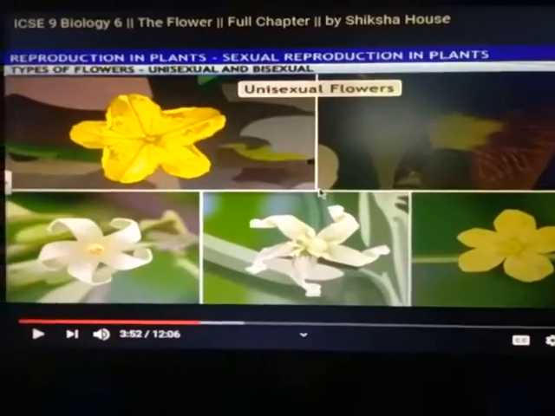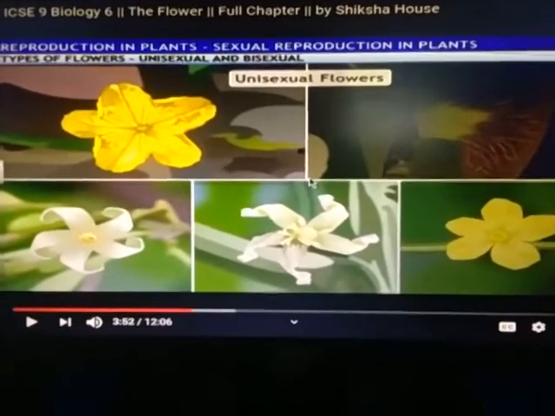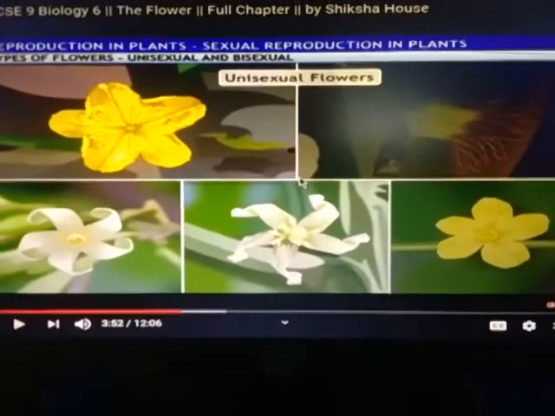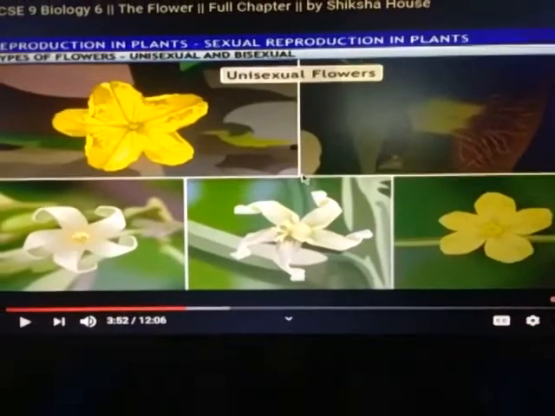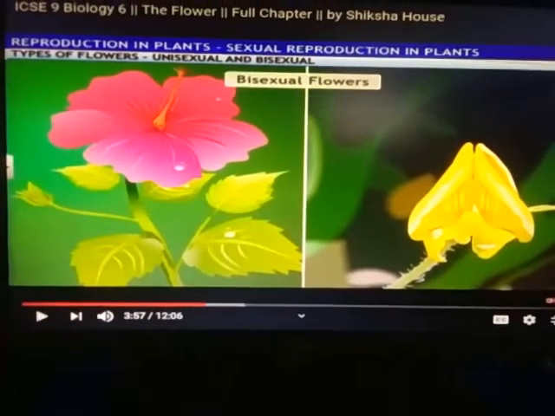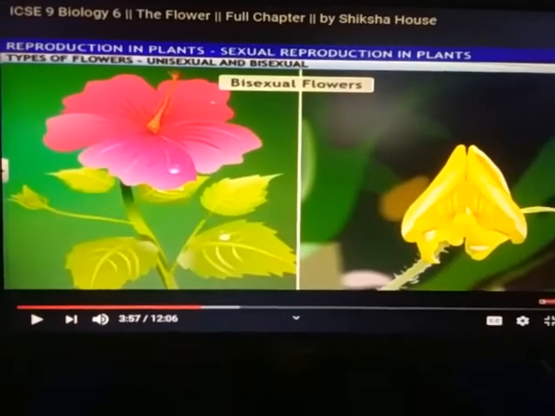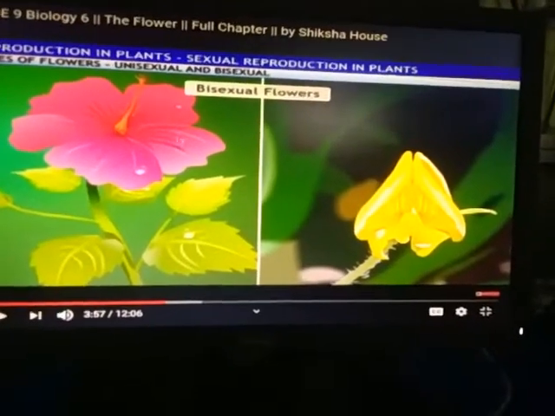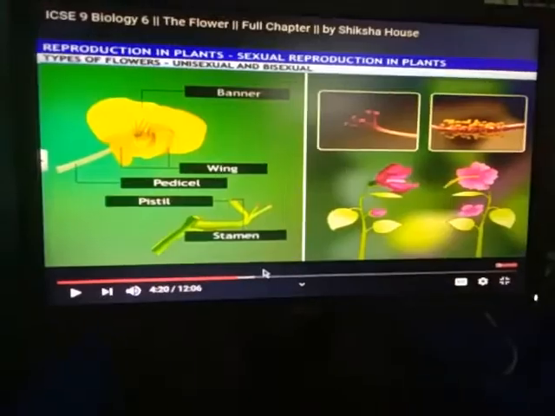Here diagrams of various unisexual flowers are given that you can watch properly to identify either the male flower part or the female flower part. Dear student, here is the structure of a bisexual flower. On one side is the hibiscus flower, which is bisexual, containing both male and female reproductive parts. In a similar way, this flower also contains male and female reproductive parts.